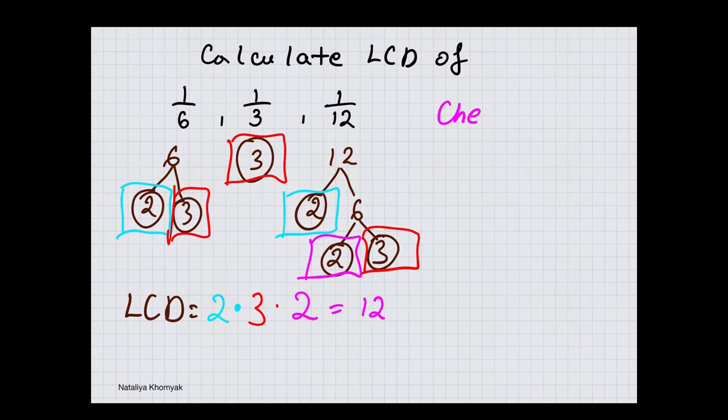To check, we take 12 divided by 12, which is 1. 12 divided by 3, which is 4. And 12 divided by 6, which is 2. That's all.